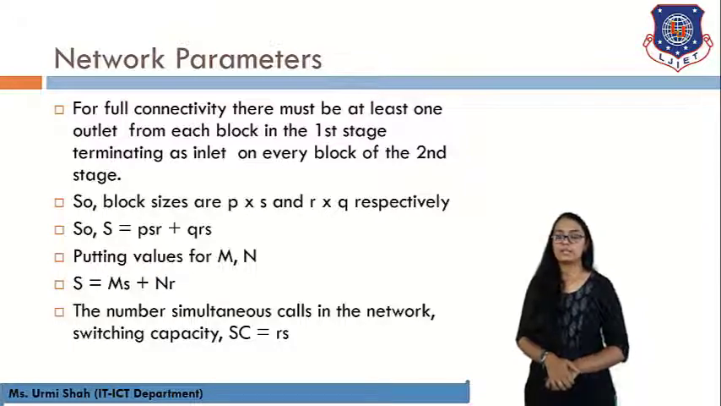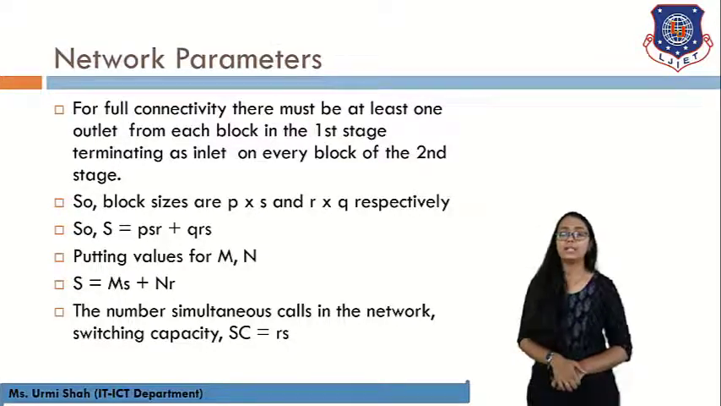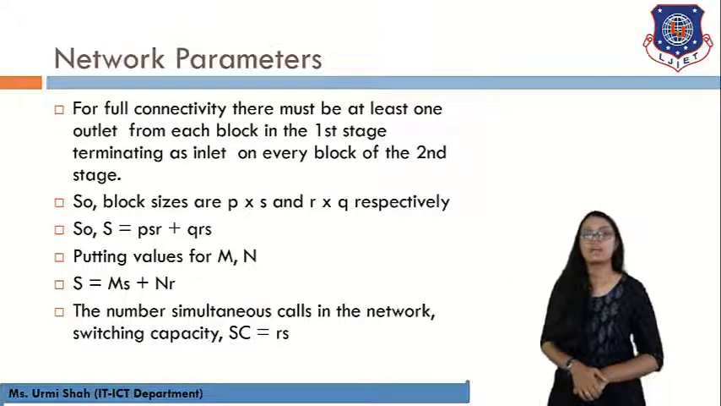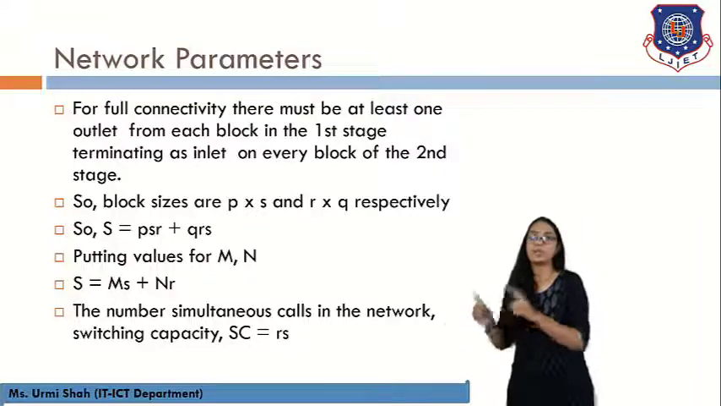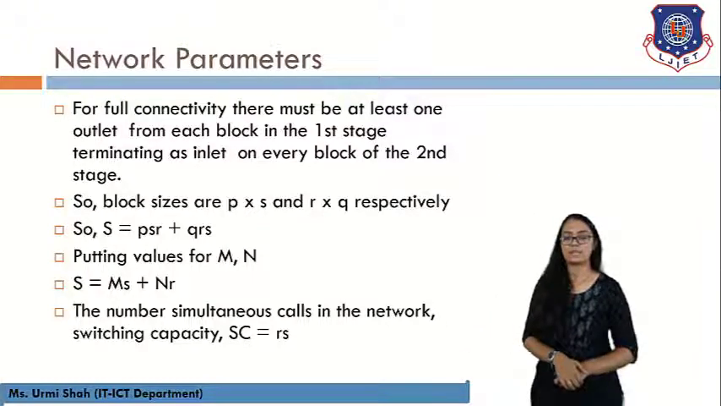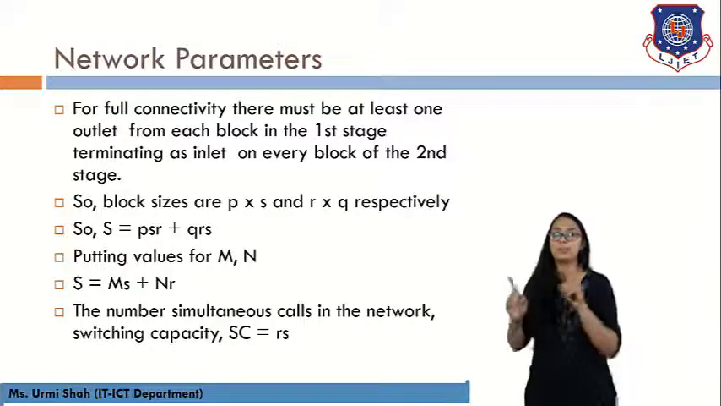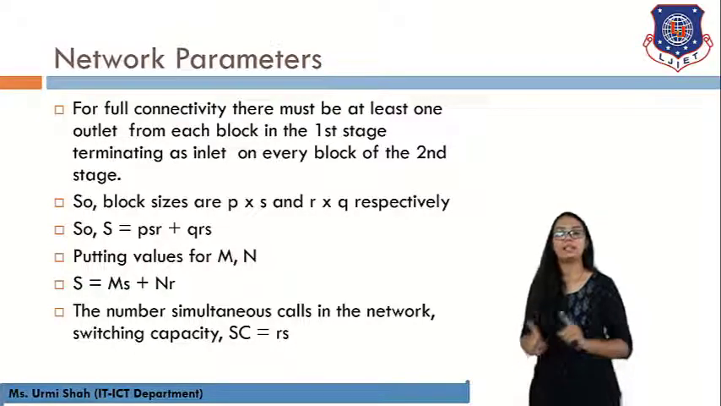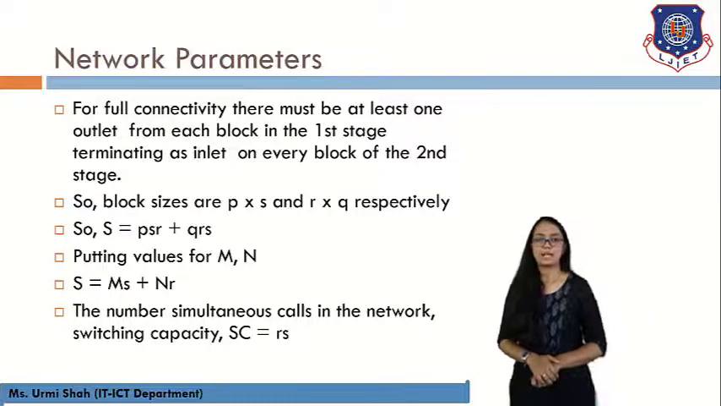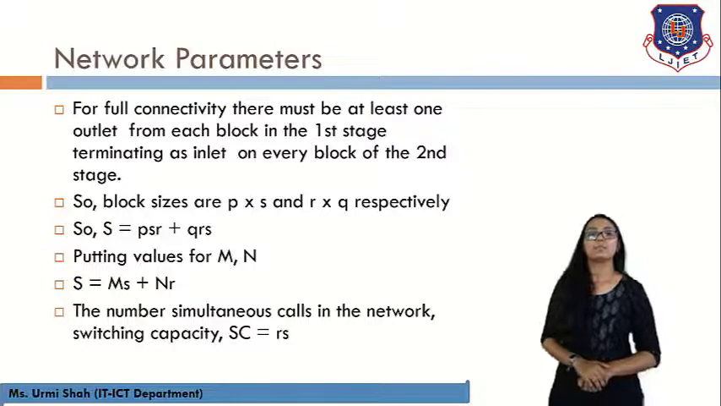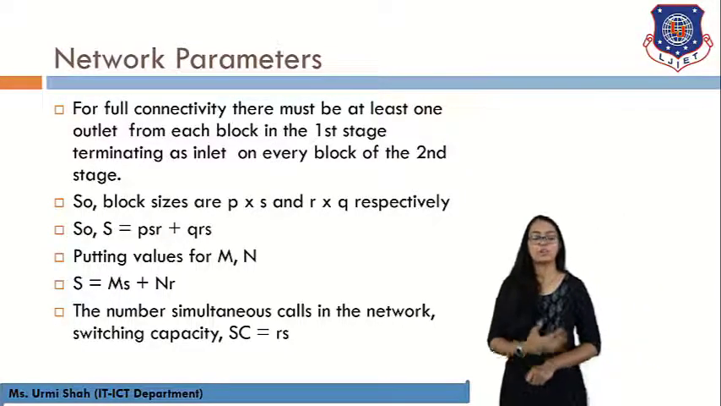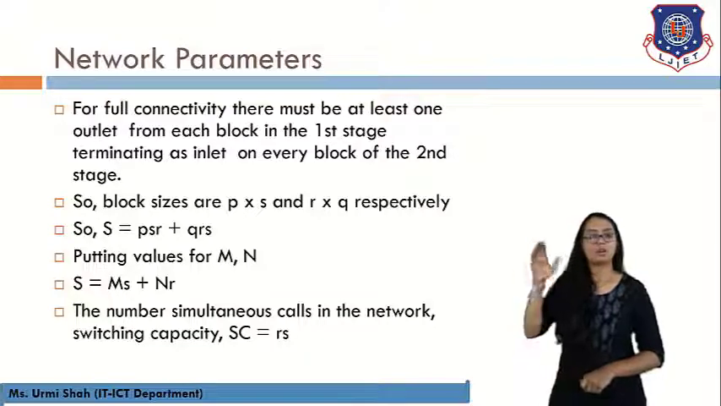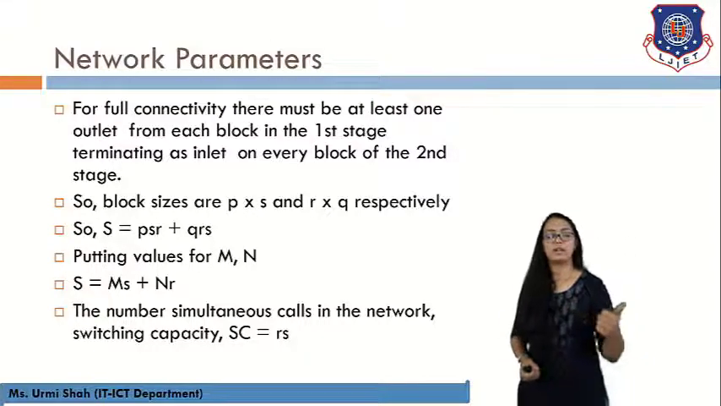Now the network parameter says that for full connectivity, there must be at least one outlet from each block in the first stage terminating as an inlet on every block of the second stage. The block sizes are P multiplied by S and R multiplied by Q. P is the number of inlets on the input side, S is the number of blocks on the outlet side, R is the number of blocks on the input side, and Q is the number of outlets per block.